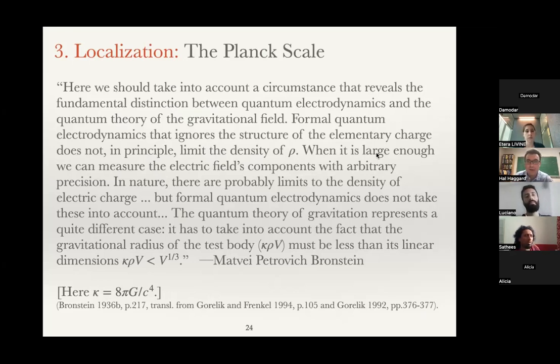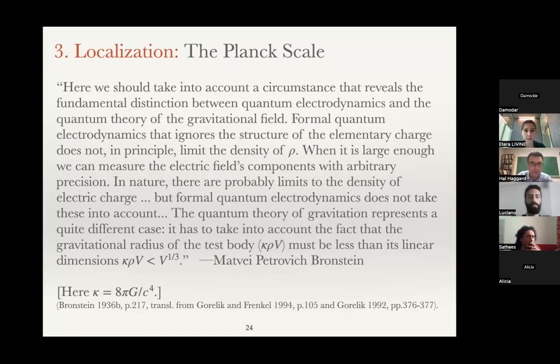So here, Bronstein says, "We should take into account a circumstance that reveals the fundamental distinction between quantum electrodynamics and quantum theory of the gravitational field. Formal quantum electrodynamics that ignores the structure of the elementary charge does not, in principle, limit the density of charge density rho. When it is large enough, we can measure the electric field's components with arbitrary precision. In nature, there are probably limits to the density of electric charge, but formal quantum electrodynamics does not take these into account." You hear the analogy with what I was just saying. There's nothing in quantum electrodynamics that stops how much charge.